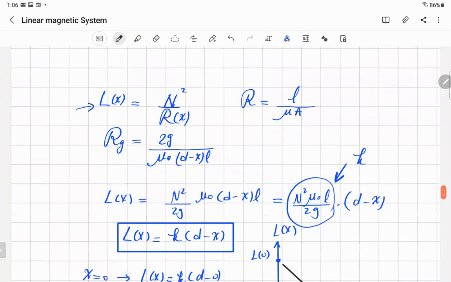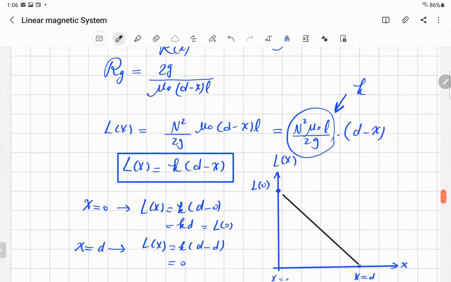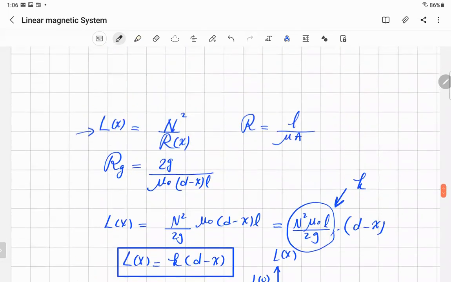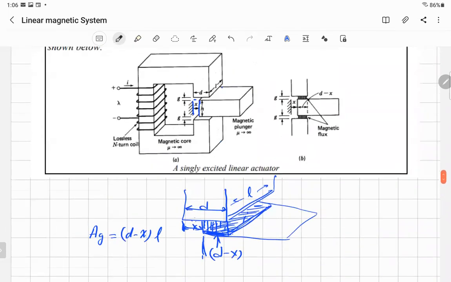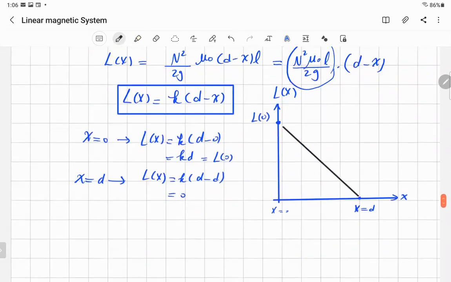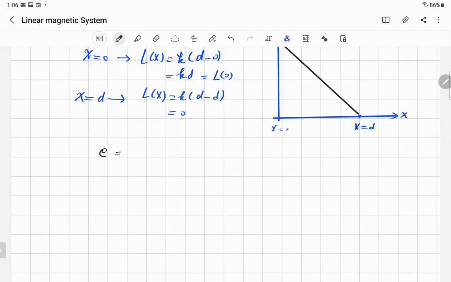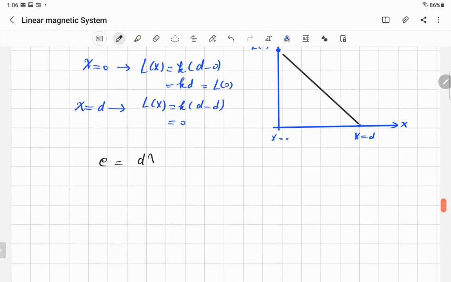So we did the first part, where we found the relationship between L, the inductance, and the displacement X, or the air gap. We need to do the second part. In the second part, you want to find the EMF produced in this device across this wire. So we have to know the basic relationship for the induced EMF. The induced EMF, E, we know is equal to the change of the flux linkage with respect to time. That's the main equation.